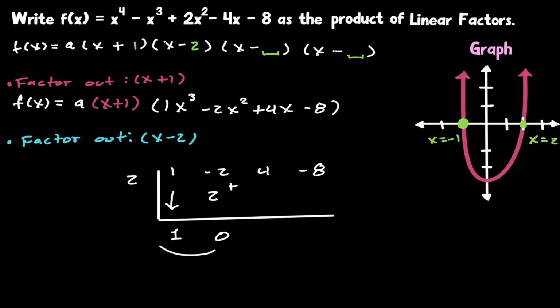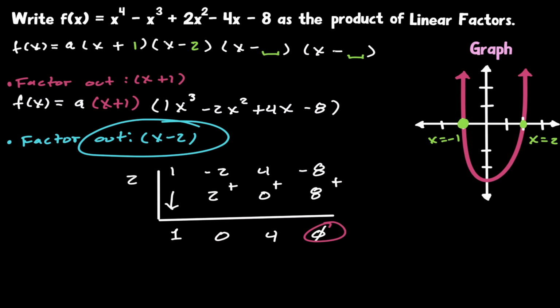Let's repeat the process. 0 times 2, that is 0. So let's write it underneath the 4. Combine them, that is 4. Multiplied, 4 times 2, that is 8. Let's write it underneath -8. Add them up. Now we got 0. But we were expecting this because we know that x minus 2 was a factor. After a division, we should expect to have a remainder of 0.